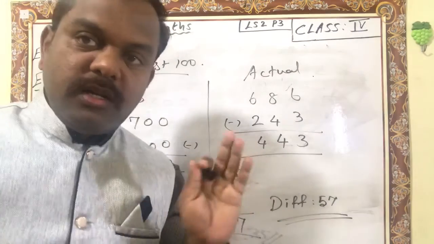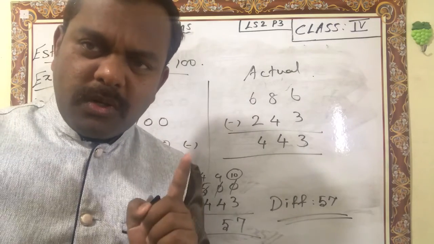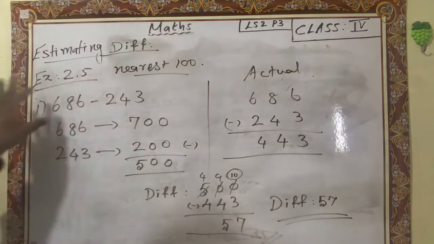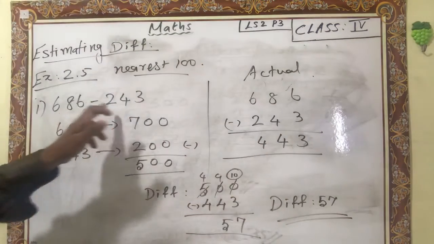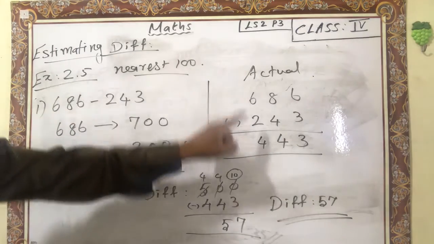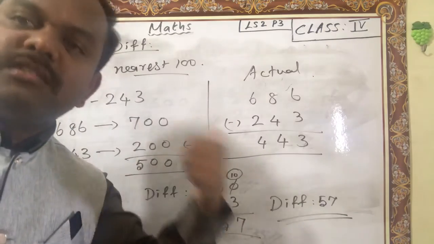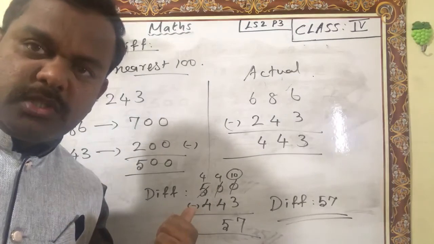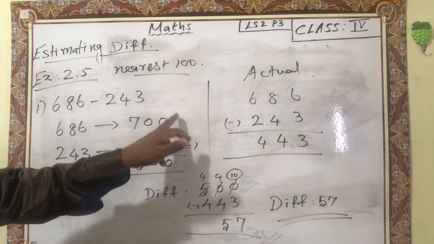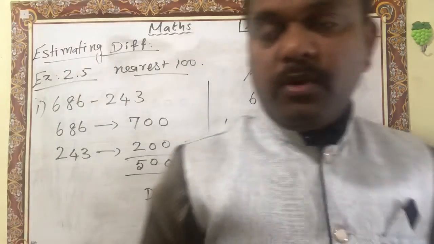You have to find the difference between the estimated value and the actual value. Don't get confused between estimated and actual. Actual means direct subtraction. Whatever is given, directly you have to subtract. See, 686 minus 243, direct subtraction. Estimated means you have to find the nearest 10 or nearest 100, whatever is mentioned in the question. After that, you have to find the difference between the estimated numbers.